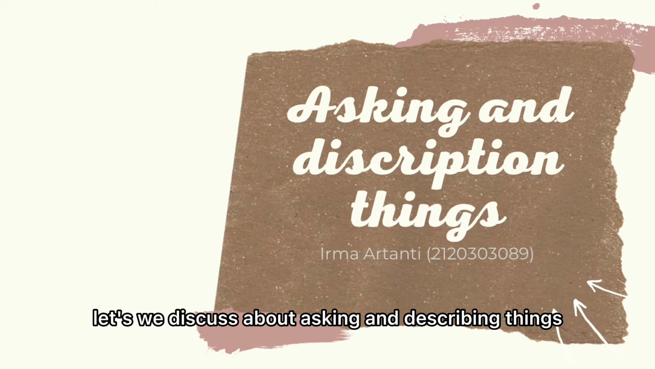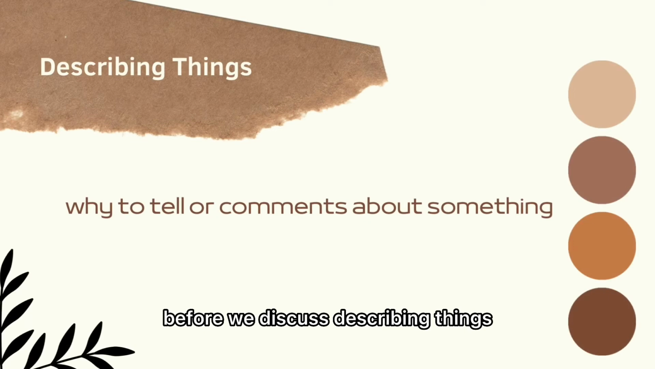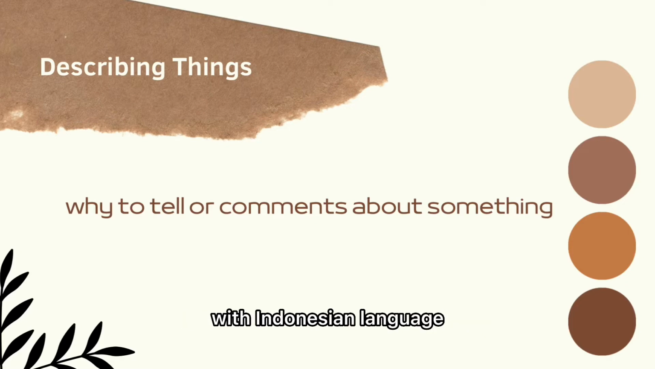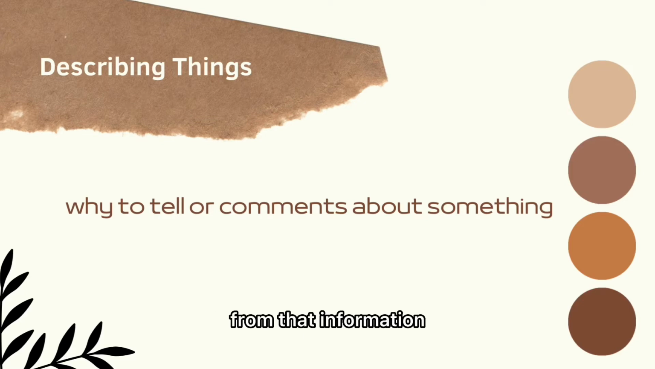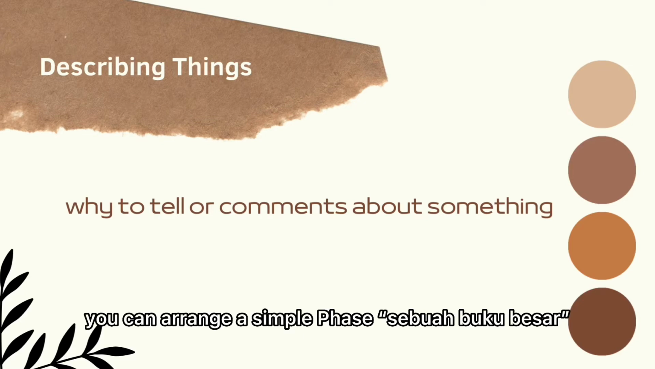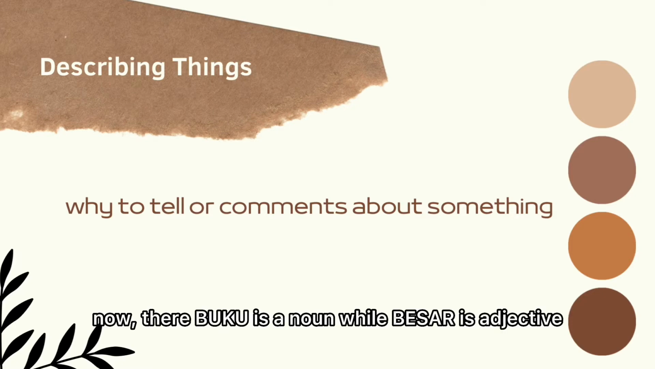Okay, let's discuss asking and describing things. Before we discuss describing things, try to remember what we need when we describe things in the Indonesian language. Just say, note there's a big book in front of you. From that information, you can arrange a simple phrase: sebuah buku besar. Here, buku is a noun, while besar is an adjective.